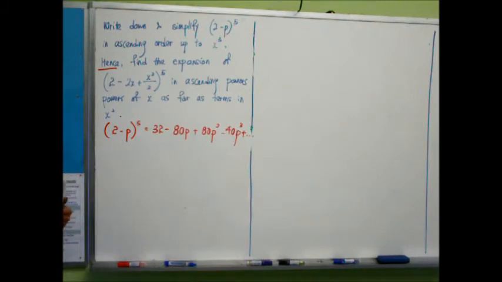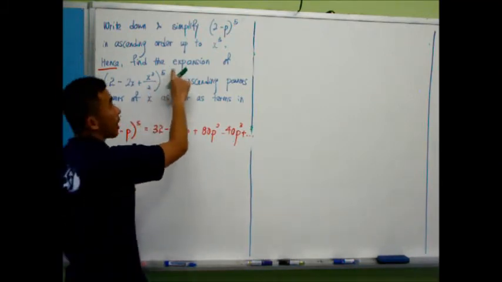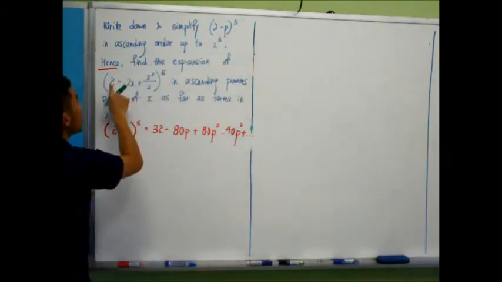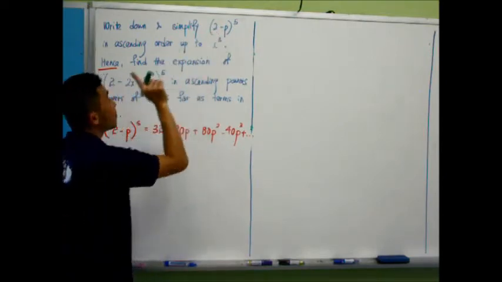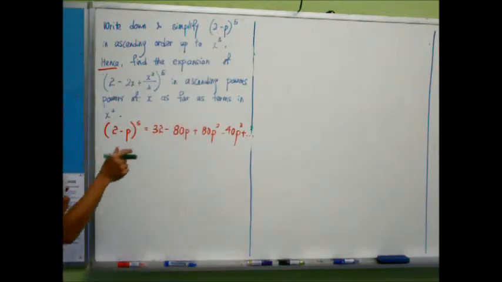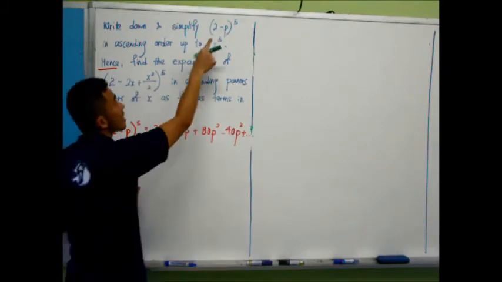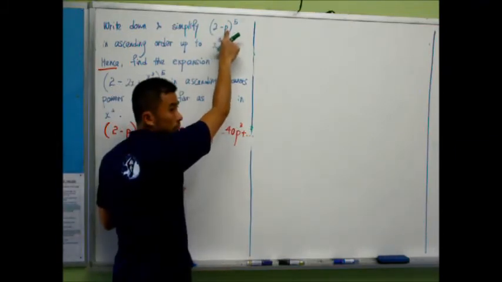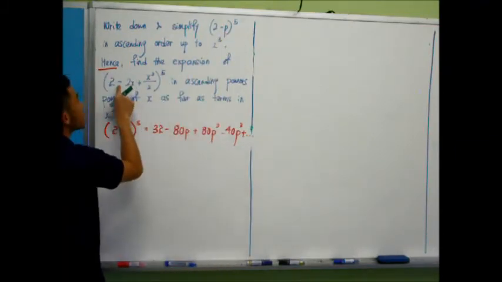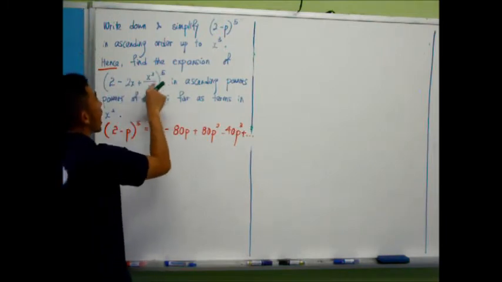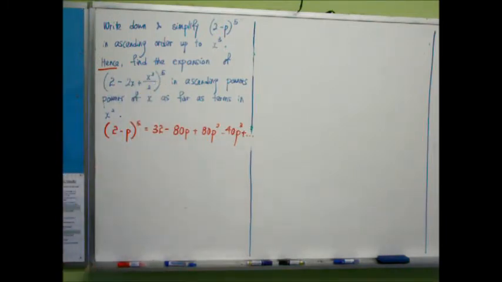How are they the same? Both have a power 5. Both have the number 2 as the first term. But the only difference is the second term. This is minus p, but this is minus 2x plus x squared divided by 2.